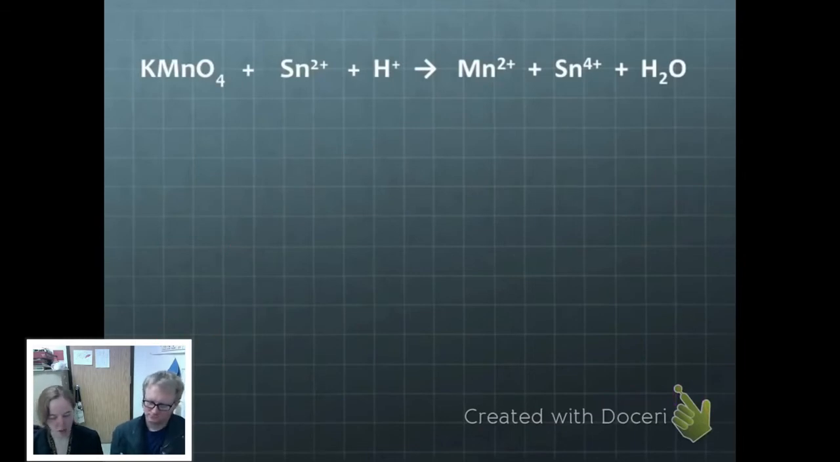So pre-AP folks, remember we are worrying about assigning things in polyatomic ions, so we're going to have to deal with our polyatomic ion this time. If you notice, we start with a polyatomic ion on the left, and we don't have a polyatomic ion on the right. So we know something had to happen to our polyatomic ion.